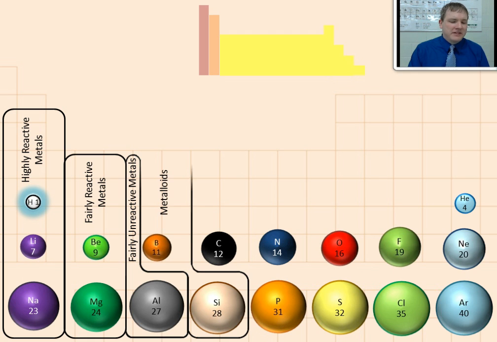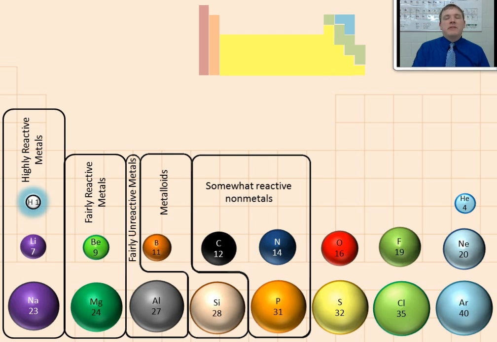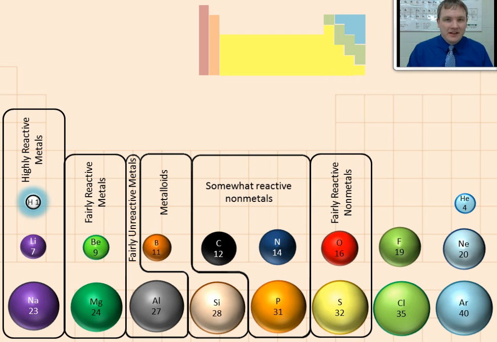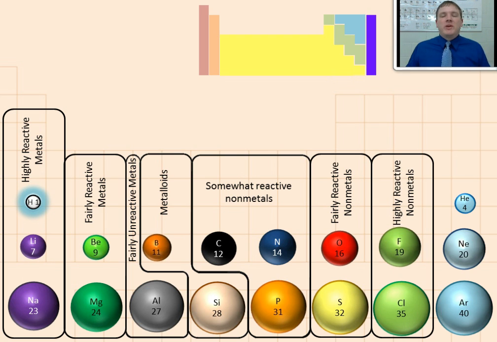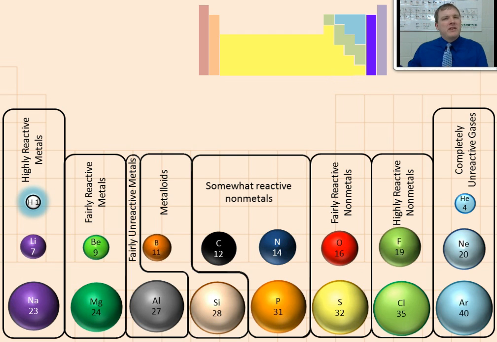Then a group of elements that behave sort of like metals and sort of like nonmetals. And when you cross that line of metalloids, you have all nonmetals, some that are somewhat reactive, some that are fairly reactive. Again, we're getting more and more reactive toward the end. The extremely reactive group of nonmetals. And then finally, a group of completely unreactive nonmetals.